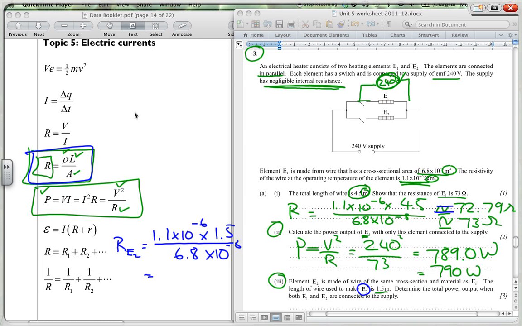So let me just calculate that, 1.1 exponent negative 6 times 1.5 divided by 6.8 exponent negative 6, and I'm getting something wrong. I'm getting 0.24 here. Let me just do that again. Sorry, this should be negative 8 here. I think I did negative 6. So 1.1 exponent negative 6 times 1.5 divided by 6.8 exponent negative 8. And there we get 24.26. So I'm going to say it's about 24 ohms.